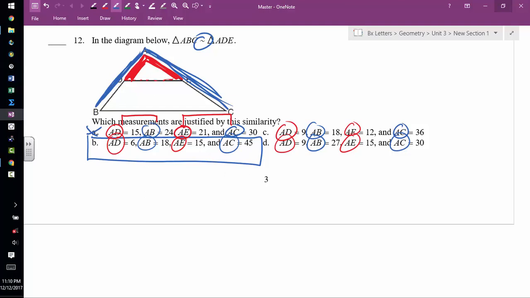If you want to check and be thorough, do the same thing with C and D, and you'll see that those ratios are not the same. But we're going to end it here.